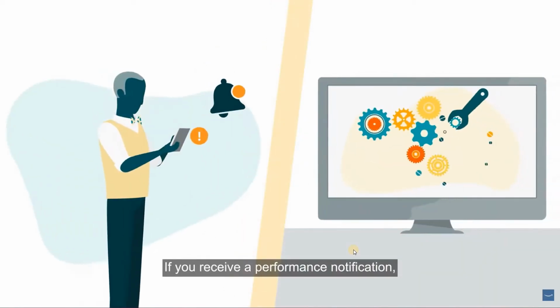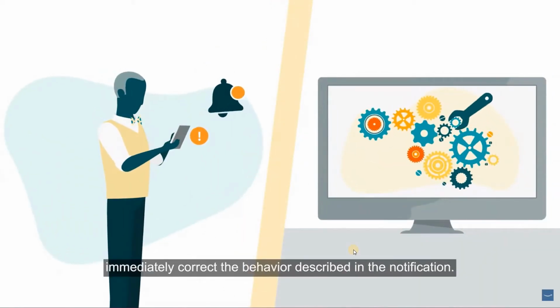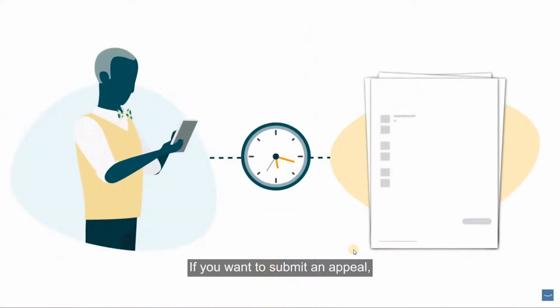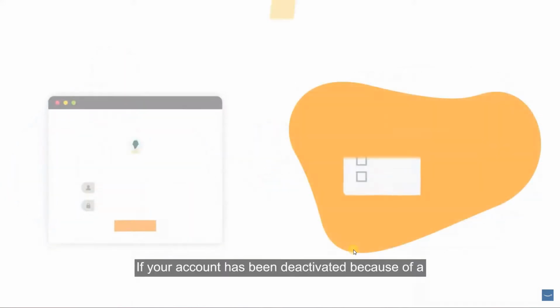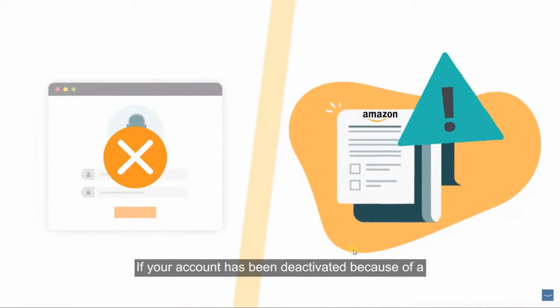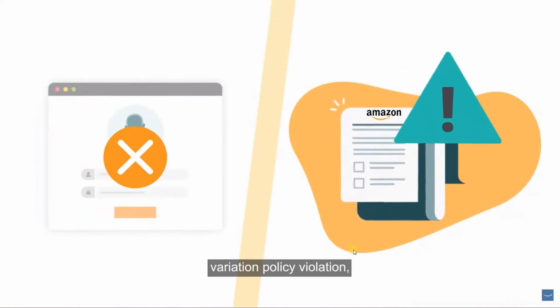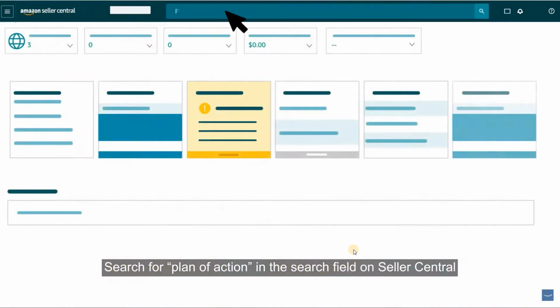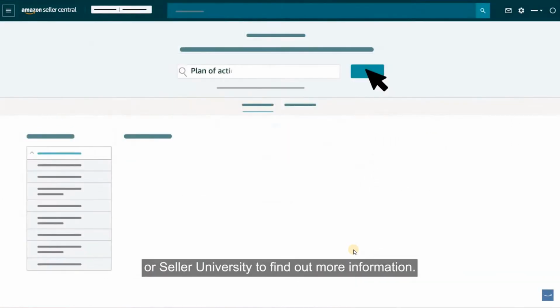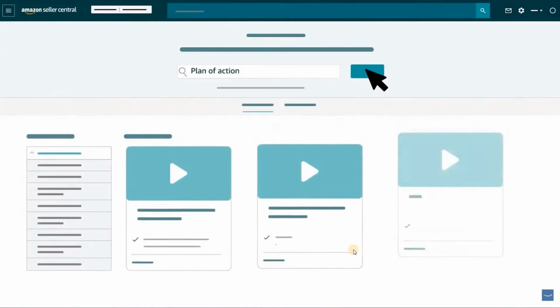If you receive a performance notification, immediately correct the behavior described in the notification. If you want to submit an appeal, you should submit this as soon as possible. If your account has been deactivated because of a variation policy violation, you'll be asked for a plan of action. Search for Plan of Action in the search field on Seller Central or Seller University to find out more information.